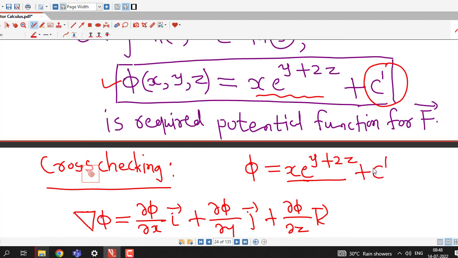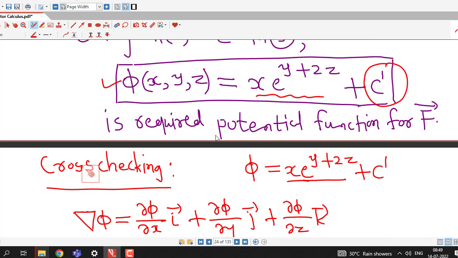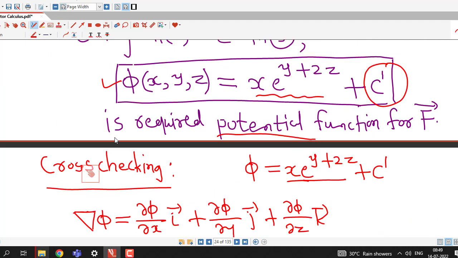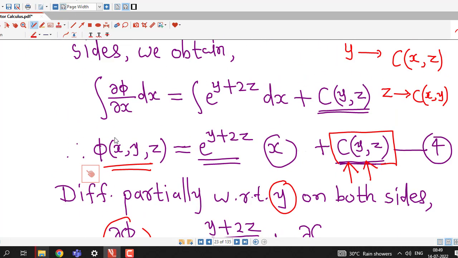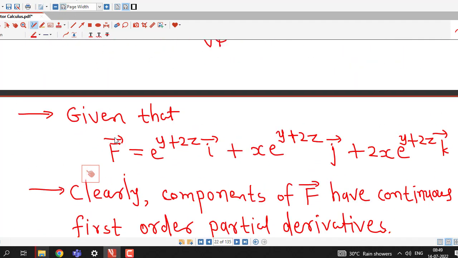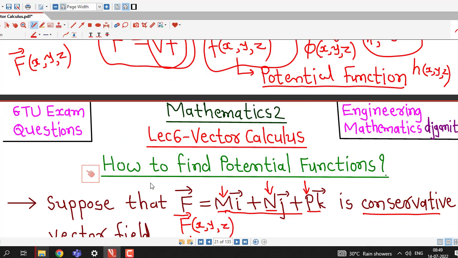And if you wish, you can cross check your answer by finding gradient of the potential function. It must be equal to your vector field f bar. If these two are not equal, you have made some mistake and you can recheck your calculations. So in this way we can easily answer this type of questions on finding potential functions for a given vector field.